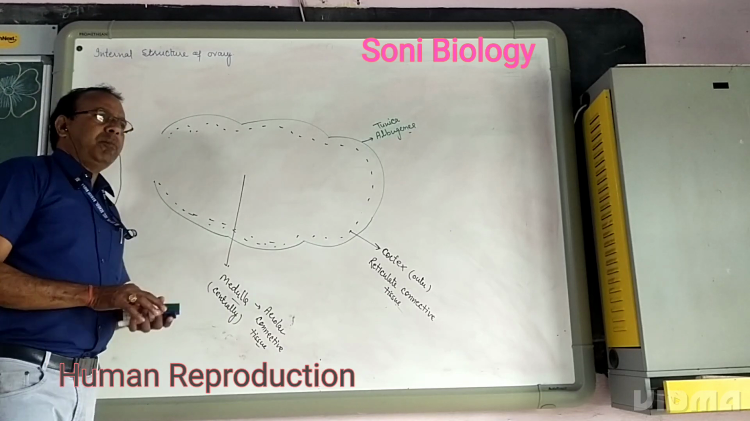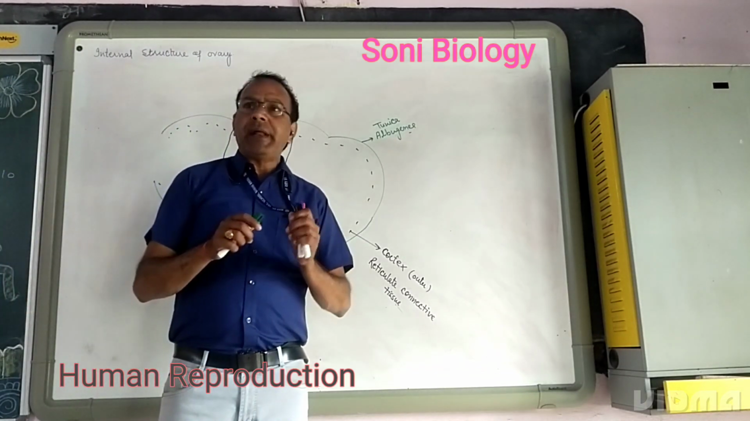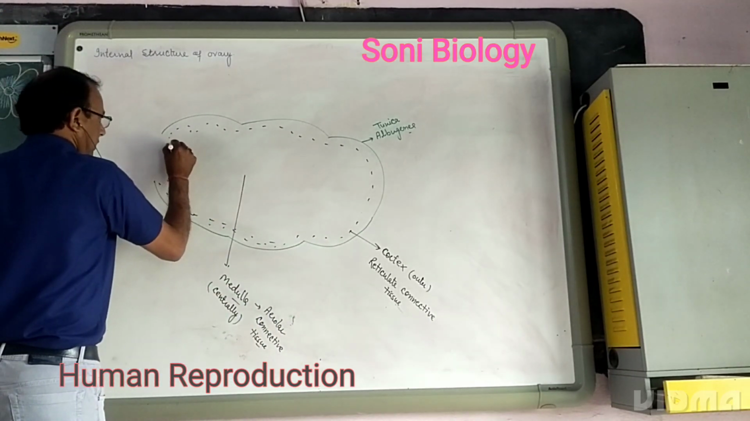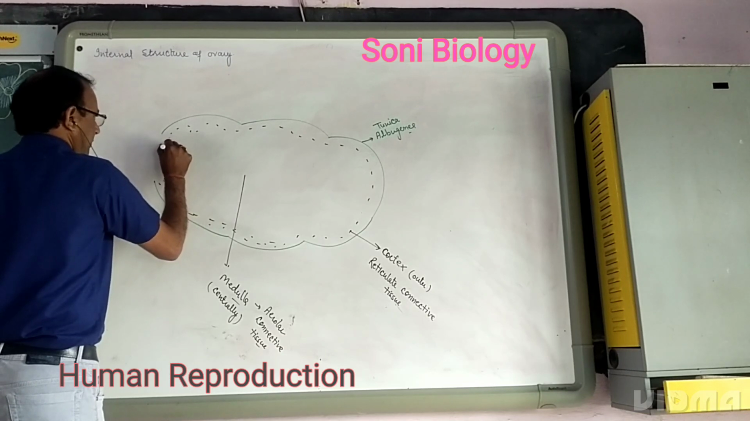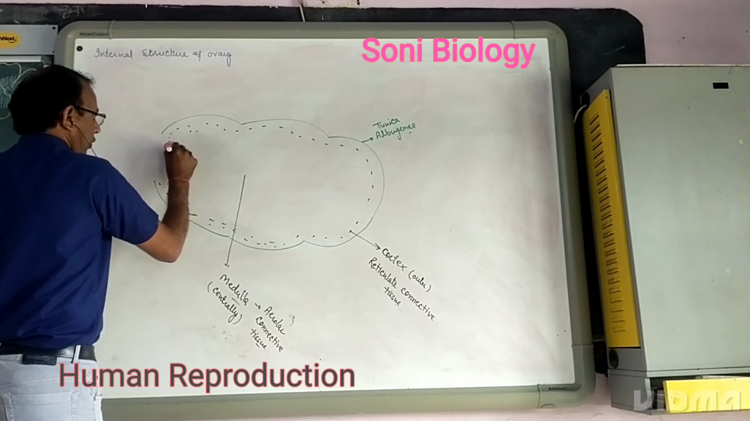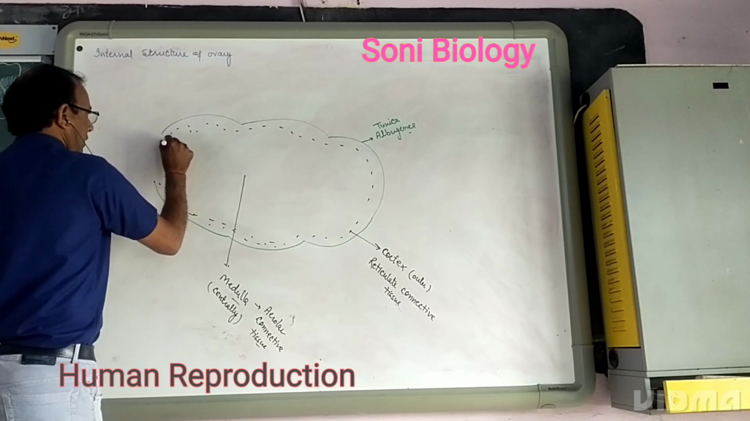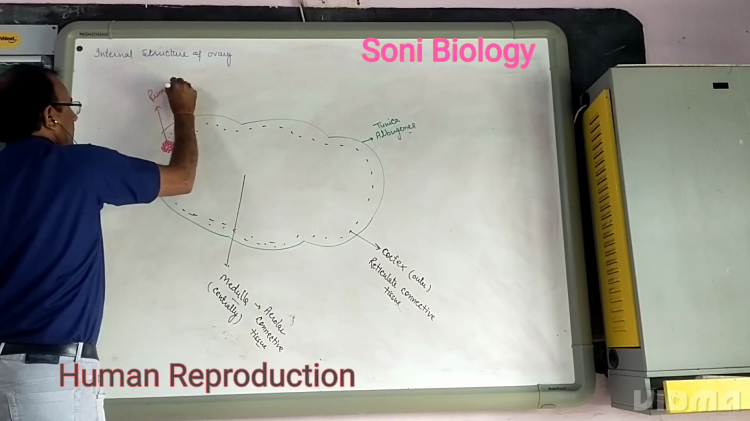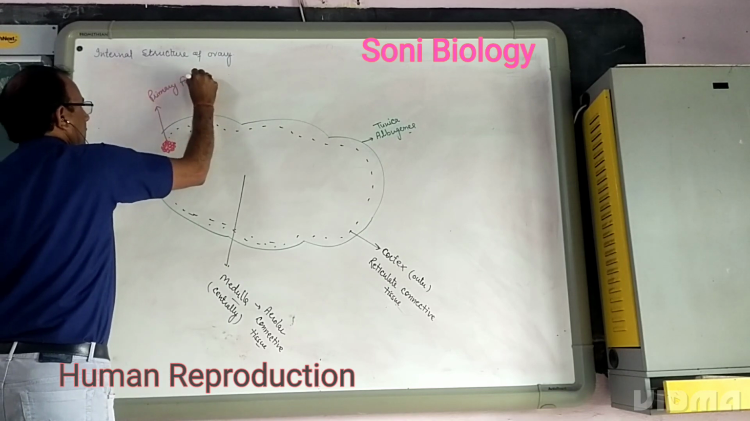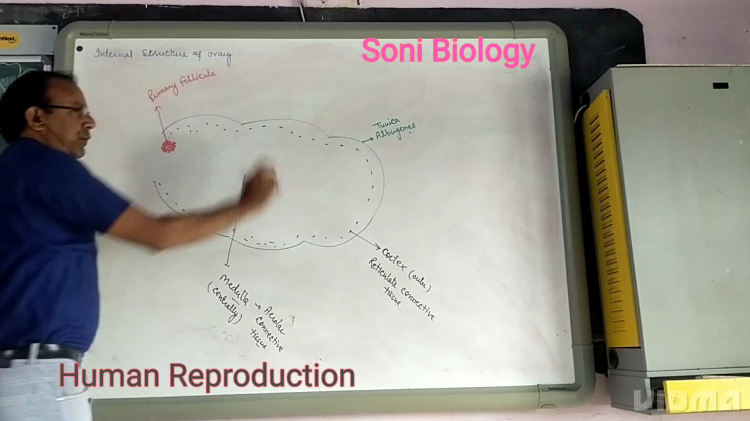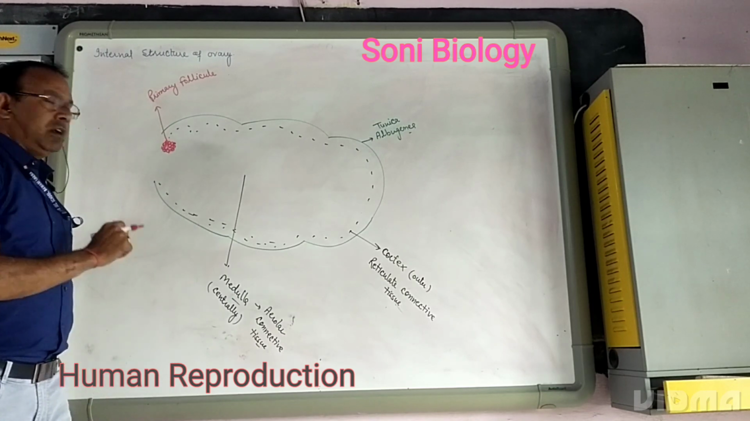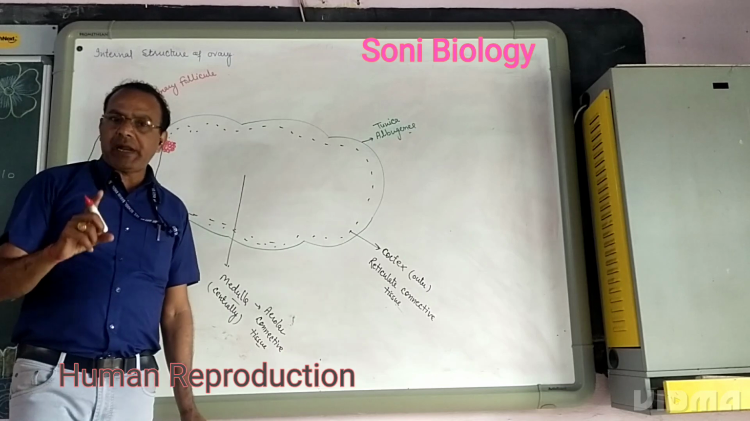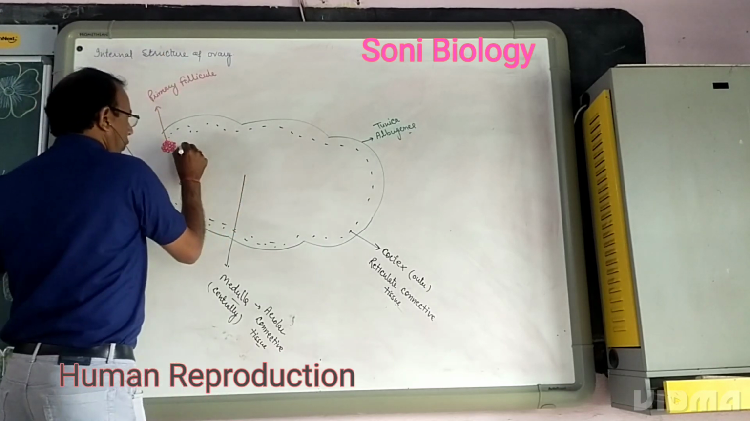In the ovary there are many follicles present, called primary follicles, such as this one. There are many follicles in the ovary. Every month, out of many primary follicles, one primary follicle starts to grow.